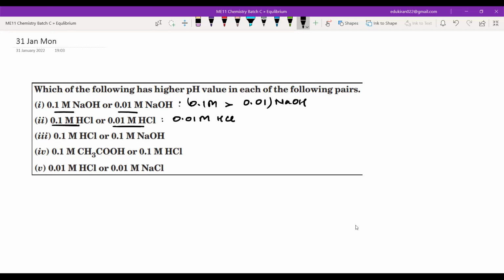0.1. Both are 0.1, NaOH or HCl? HCl. Drink some water. Okay, yes, I got NaOH. Okay. Acid has lower value of pH.